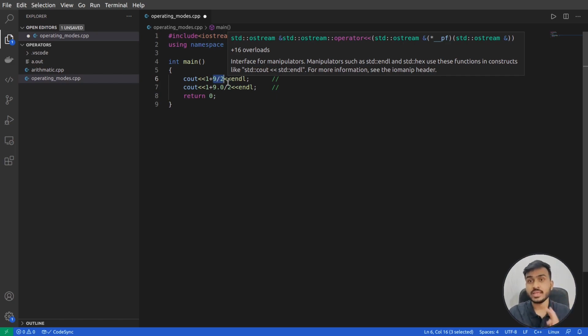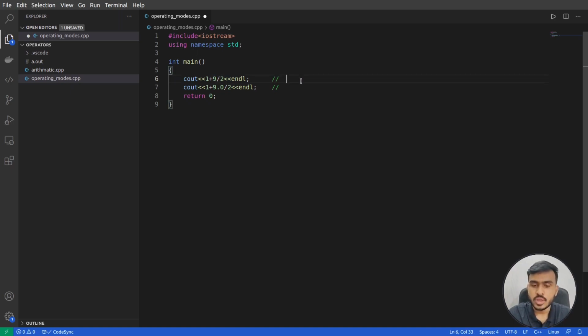As we have seen in the previous video, whenever we perform a division operation on integers, the answer is always an integer. In this case 9 is an integer, 2 is an integer, so the answer of 9 divided by 2 will not be 4.5, it will be 4. I hope you are clear with this part. So the answer of this expression will be 1 plus 4, because 9 divided by 2 is nothing but 4, so 1 plus 4 is nothing but 5. In this way we will get 5 as the answer of the first cout statement.